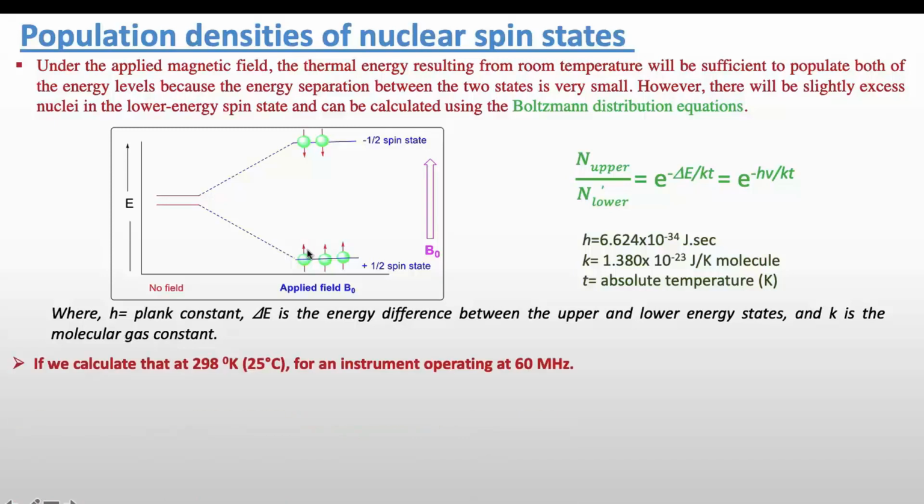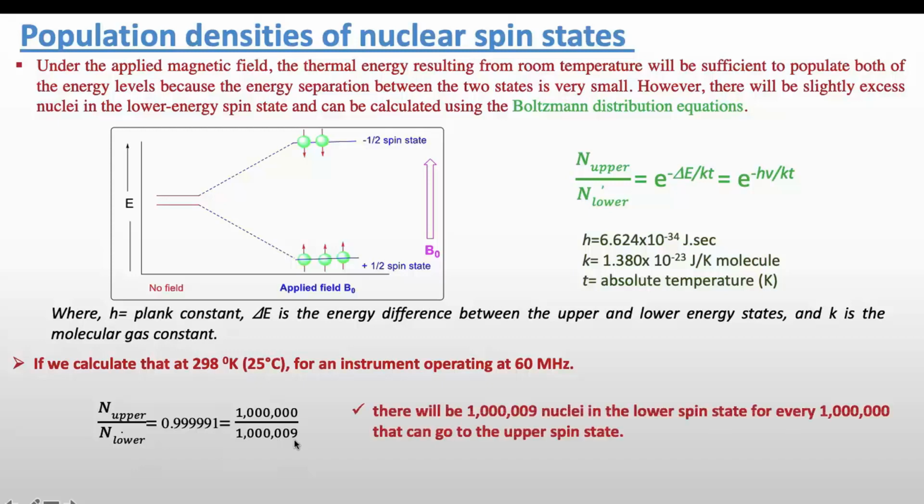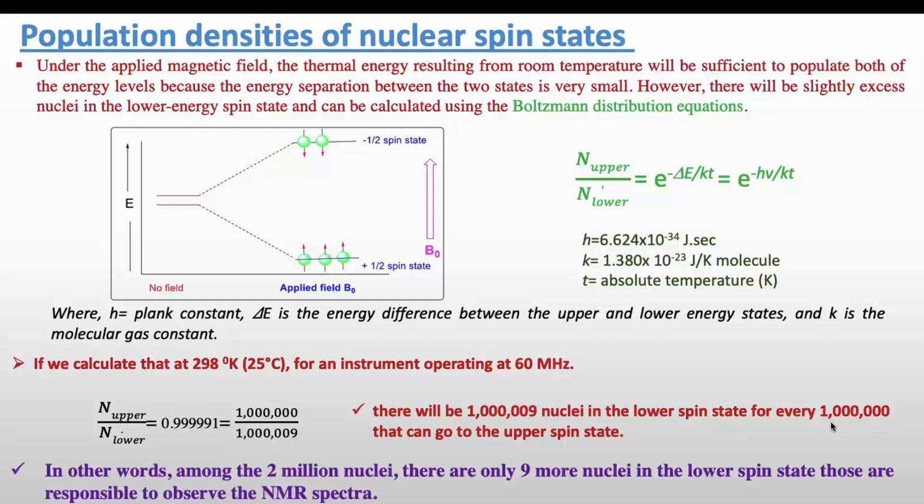So again, we can calculate it at 298 degrees Kelvin for an instrument operating at 60 megahertz, and after calculating it, it comes to 0.99991. So it is the ratio of 1 million to 1,000,009 nuclei. So there will be 1,000,009 nuclei in the lower spin state for every 1 million nuclei in the upper spin state. We can say among the 2 million nuclei, there are only 9 more nuclei in the lower spin state.